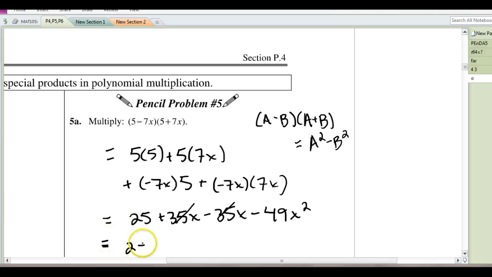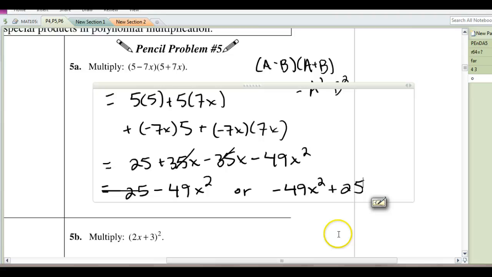25 minus 49x squared. And you could write that another way. If you like writing your higher powers first, you could write it as negative 49x squared plus 25. Both are correct because of the commutative law of addition.